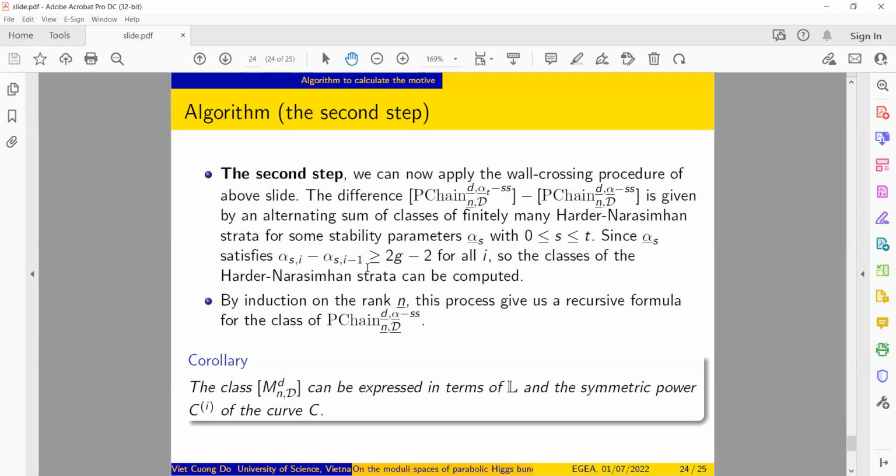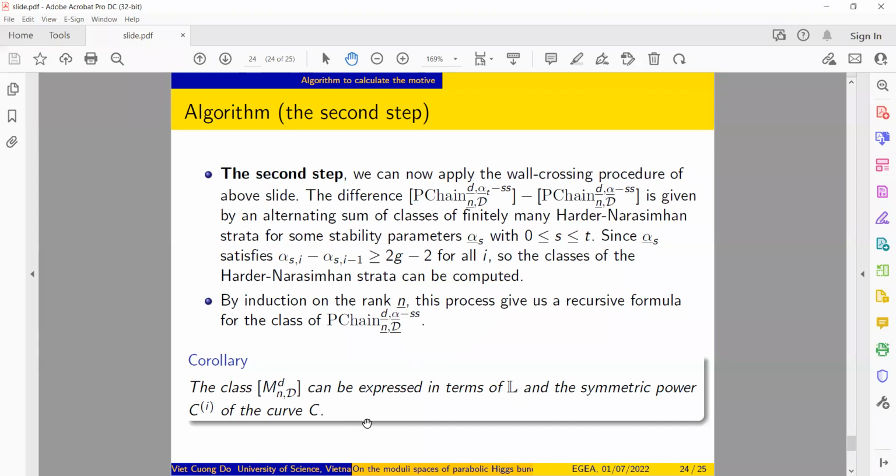Okay, so we have a formula and we bypass the convexity condition. Here the corollary of our algorithm is that we can have a formula, and you can accept it or do some explanation about the formula you can get. This is the corollary I mentioned: the class of the moduli space of parabolic Higgs bundles can be expressed in terms of L and the symmetric power of the curve C.